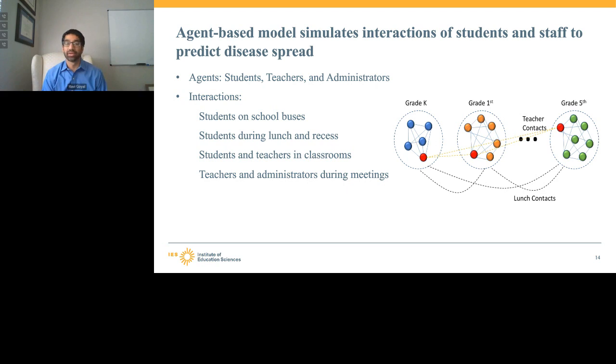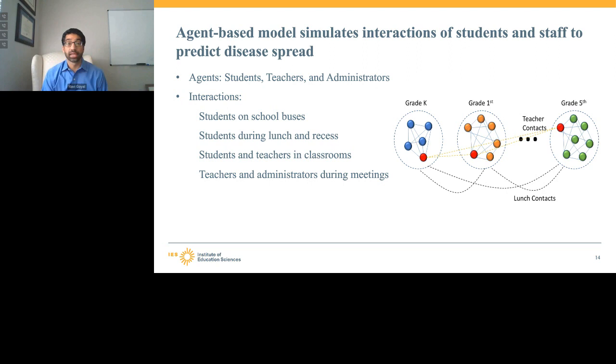And the interactions consist of students interacting with other students on school buses, students interacting among themselves during lunch and recess, students interacting with classmates as well as the teacher during classes, and finally, the model includes interactions among teachers and administrators, for example, during meetings. And the system we are trying to investigate is a school community as a whole.